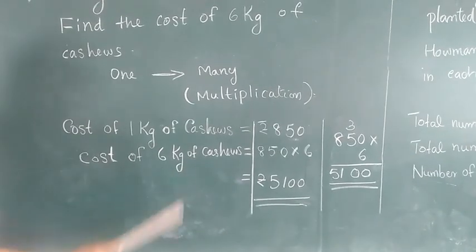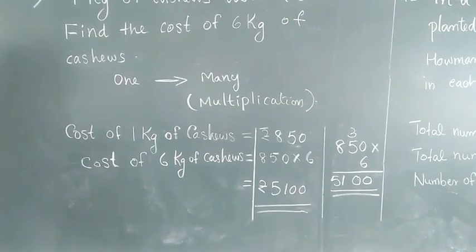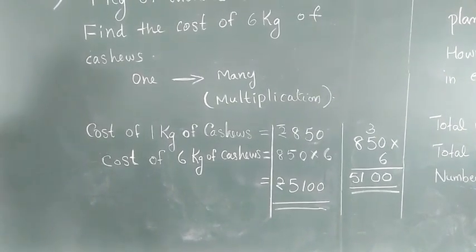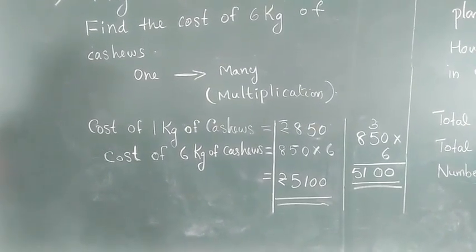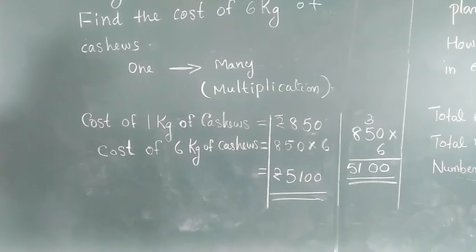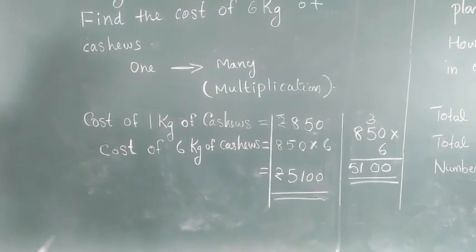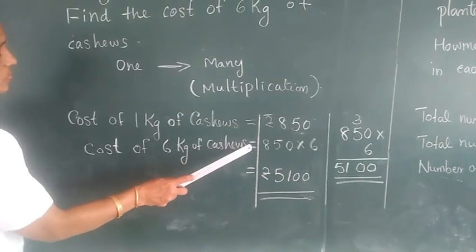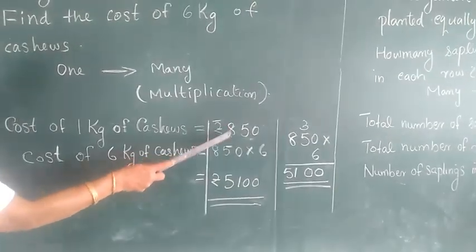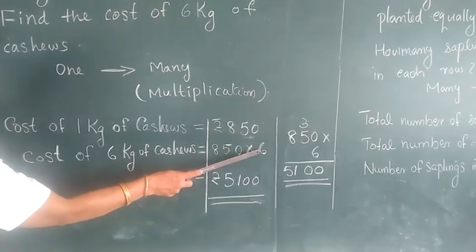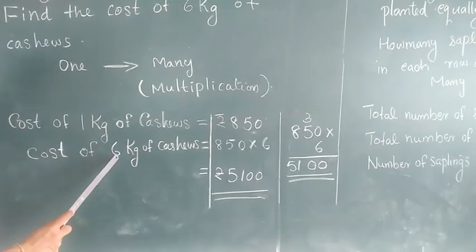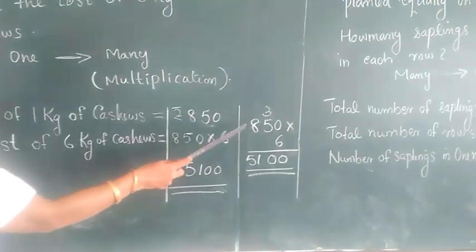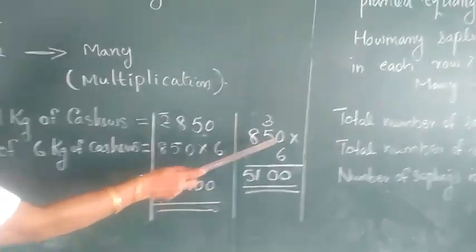So here, cost of 6 kg of cashews. 1 kg is 850. If the cost of 1 pen is 2 rupees, what will be the cost of 3 pens? You know that 3 into 2 or 2 into 3. Like that. Here, the cost of 6 kg of cashews is equal to 850 into 6. For 6 kg, therefore into 6. That we multiply in the working column.